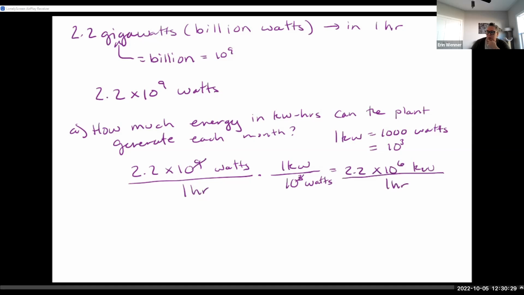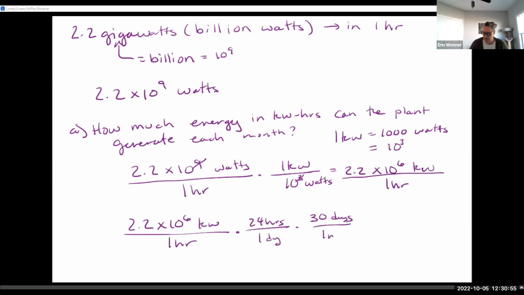So in part A, it says how many hours per month. So we're going to take 2.2 times 10 to the 6th kilowatts over 1 hour. And we're going to multiply it by 24 hours in 1 day and 30 days in 1 month. Because our standard unit of time is going to be 30 days for a month. So when we multiply that, we're going to take 2.2 times 24 times 30, which gives us 1,584 times 10 to the 6th kilowatts.